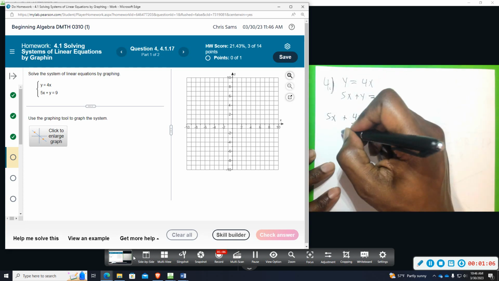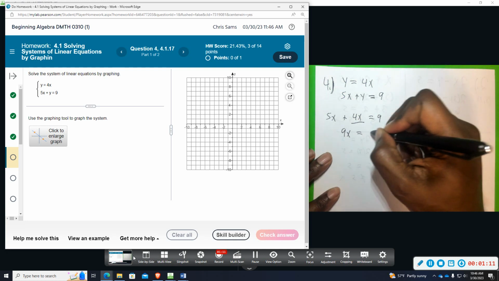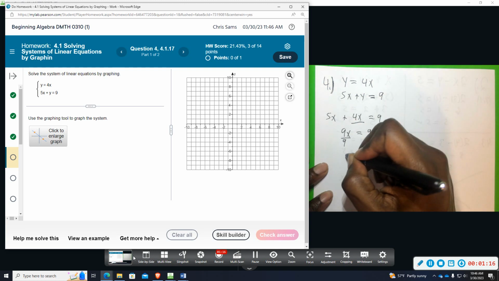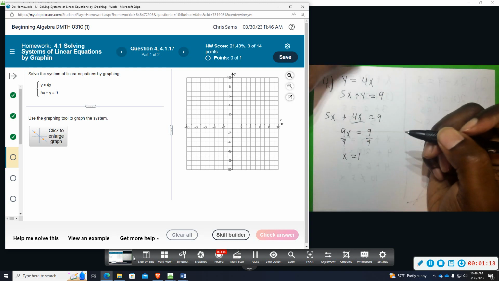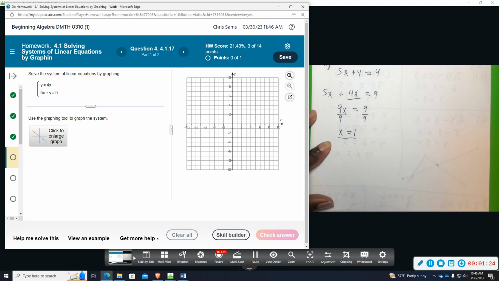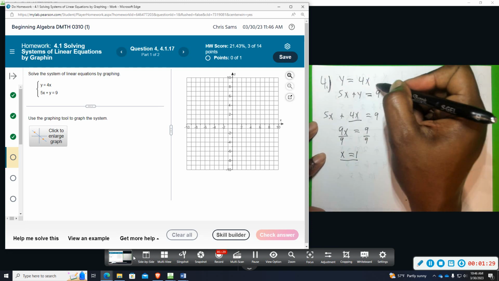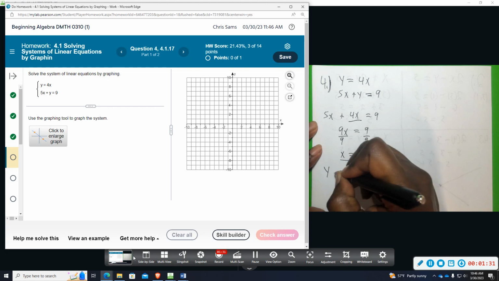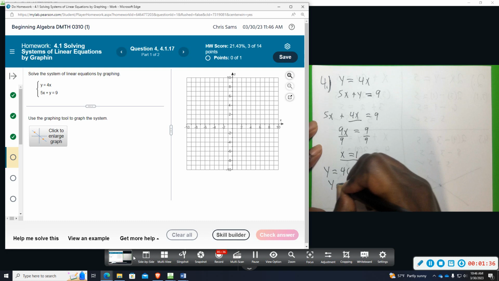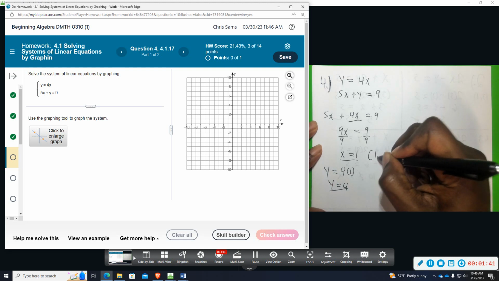I solve this. 5x plus 4x gives me 9x, and then that equals 9. And then I would divide by 9, and that would give me x equals 1. So once I figure out x, I take this value and plug it into either one. It's probably going to be easier to plug it there. So I'm going to say y equals 4 times 1, y equals 4. So we get the ordered pair 1, 4.